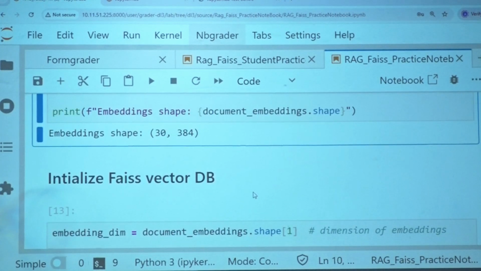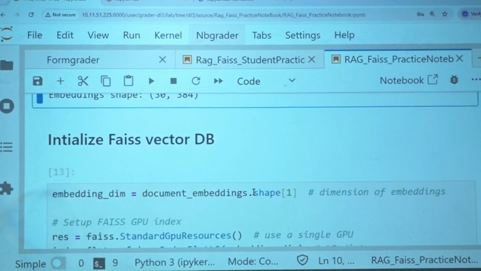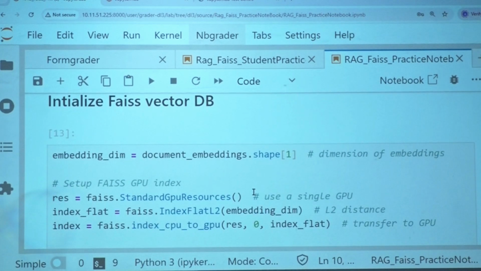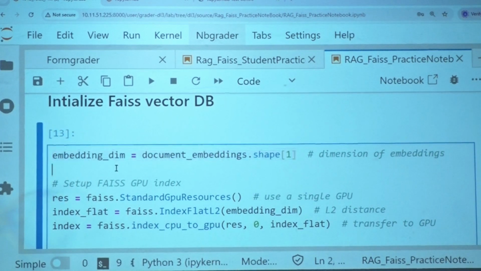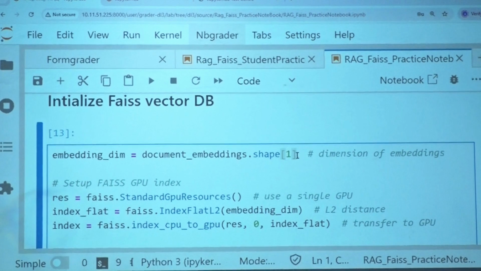Now we have the documents, we have the embeddings. Now we have to bring the embeddings into a vector database, correct? So let's do that. Here we can have a variation. First we take the embedding dimension, which is document embeddings dot shape 1. Why am I using shape 1? Shape 0 is the document itself. Shape 1 is the embedding. I hope you are clear in your mind. The embeddings are a matrix, row by row, each row one document.